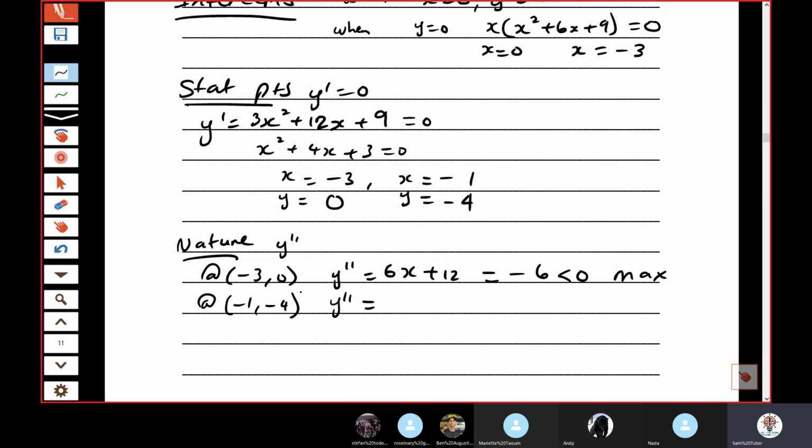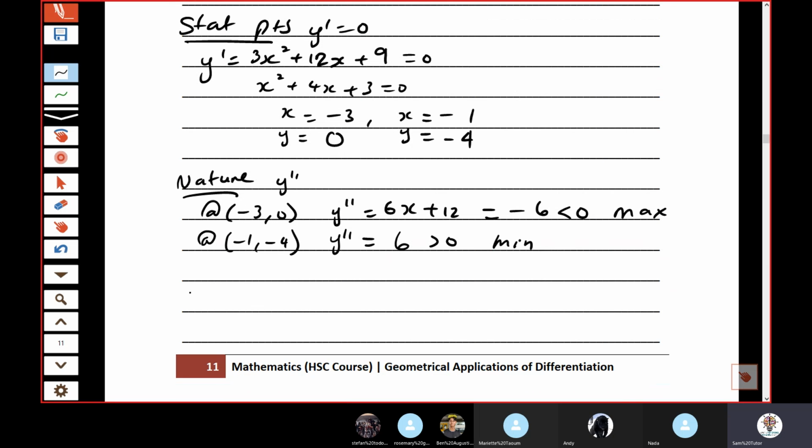You're obviously not substituting y's ever, right? We're just writing it because we're saying at this point. Negative 6 plus 12 is 6. Is 6 greater than 0, which is a minimum? All good so far? Yep.